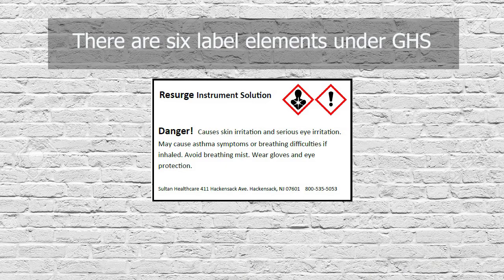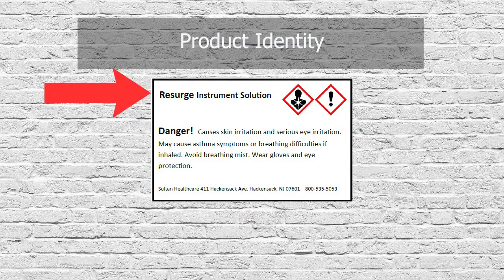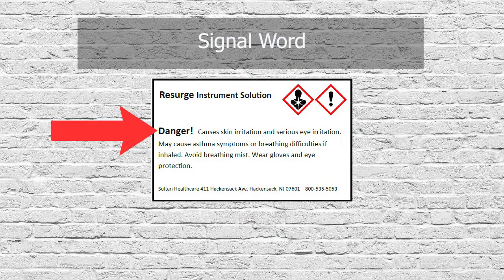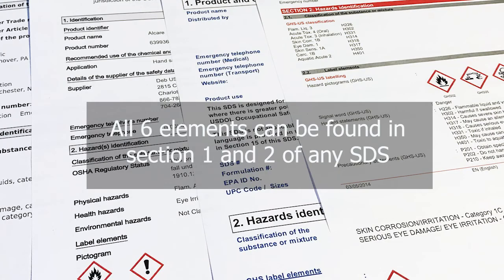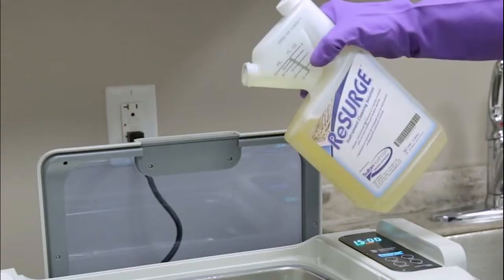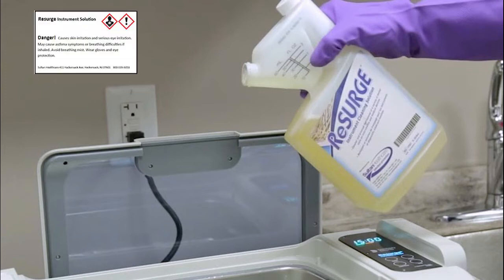Labels now have 6 standardized elements: product identifier, pictogram, signal word, hazard statements, precautionary statements, and manufacturer information. For what it's worth, all 6 elements can be found in the first 2 sections of any safety data sheet. Because the Hazard Communication Standard requires a decent amount of information, it's okay to utilize backsplashes and placards if necessary. Just make sure the labeling is clearly associated with the product.